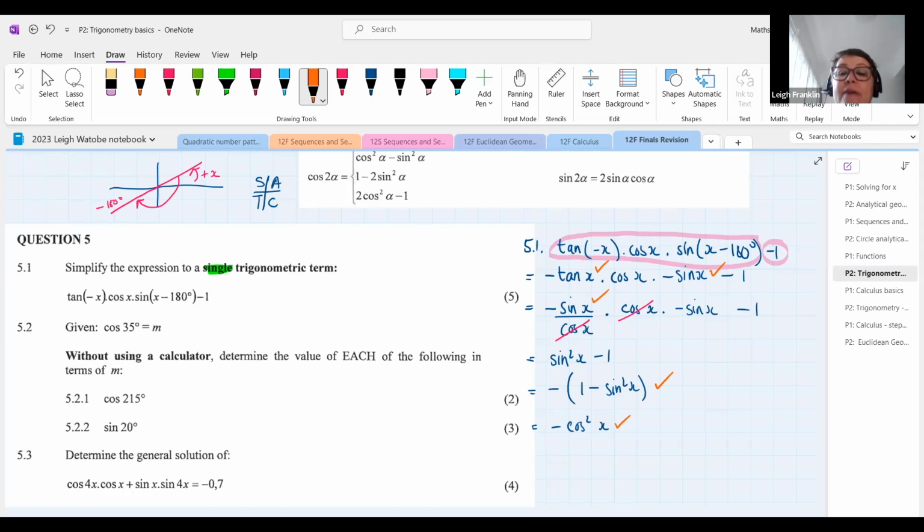Okay, let's go and have a look at the second question, which is 5.2. So here they give us the cos of 35 is equal to m, and then without the use of a calculator, determine the value of each of the following in terms of m. All right, so we are doing a ratio in terms of a letter. The first thing that they give us is the cos of 215.